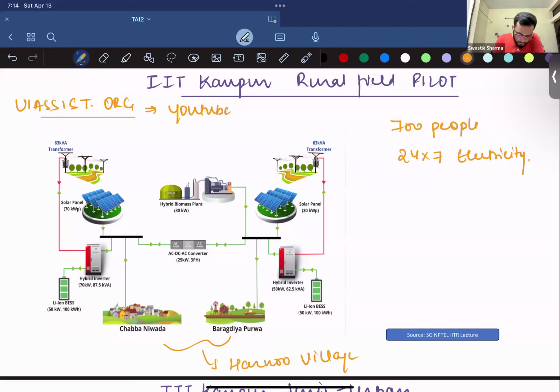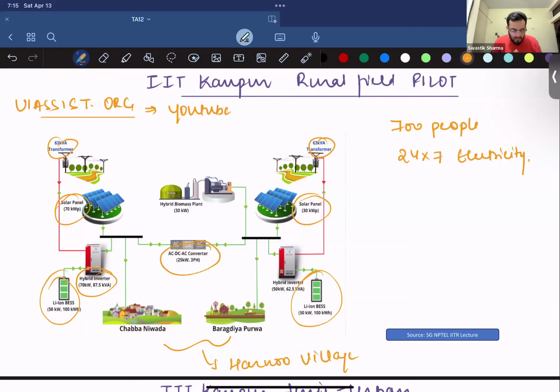And you can see that both of them had the same transformer, with solar panels, one of 70 kilowatt peak and the other 30 kilowatt. And we had a lithium ion battery energy storage system, both 50 kilowatt, 100 kilowatt hour energy, and a hybrid inverter. And both of these hamlets were interconnected with an AC-DC-AC converter so that we can have power exchange between both of these hamlets as well.